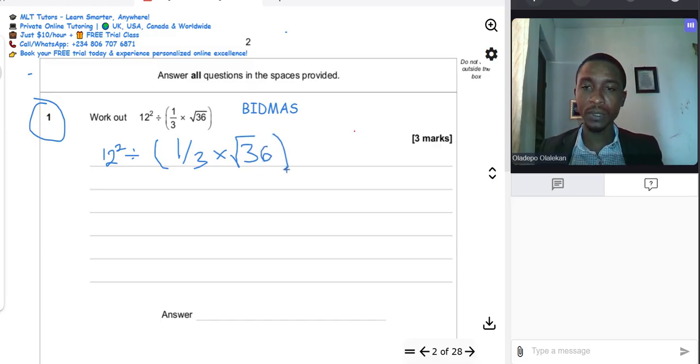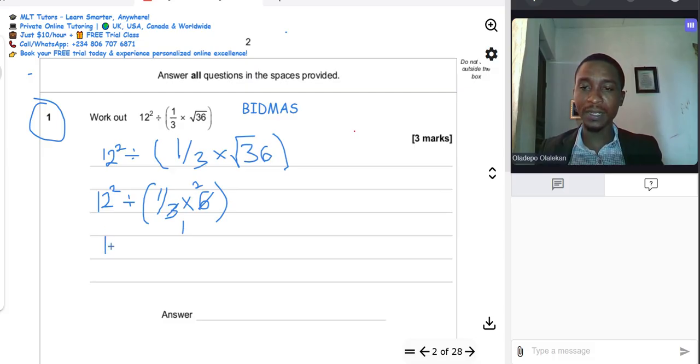Then solving what we have in the bracket, we shall have 12 to the power of 2, then divided by bracket open again 1/3 multiplied by the square root of 36, that will give us 6, bracket closed. Then 3 is a factor of 6: 3 goes into 3 once, and 3 goes into 6 twice. So 12 squared, that is 144.